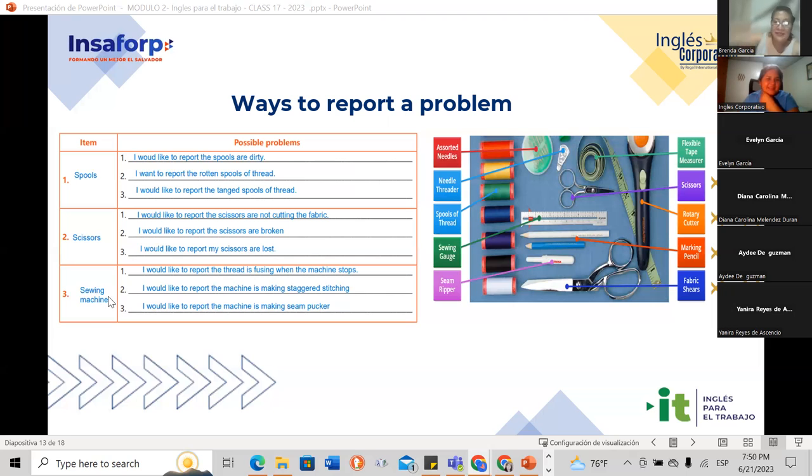Okay, the sewing machine, an example that you can report. I would like to report the thread is fusing when the machine stops. Ajá, como que el hilo se enreda. Okay, that is another report. I would like to report the machine is making staggered stitching. Okay. ¿Qué dijimos que era staggered stitching?